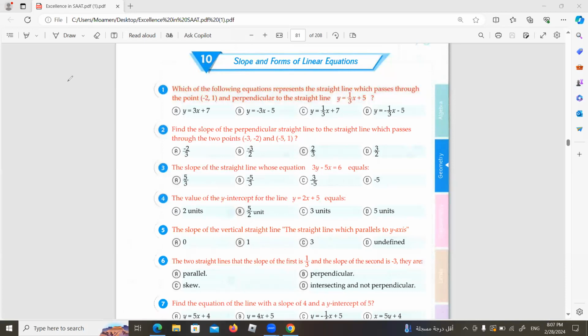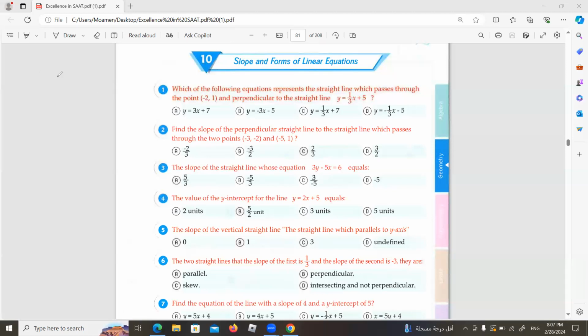After that, we will solve the problems of التجميعات and also the previous exams in geometry, in addition to our syllabus in algebra, calculus, and statistics. Today, inshallah, we'll talk about the first lesson. The first lesson is about the slope and the linear equations.